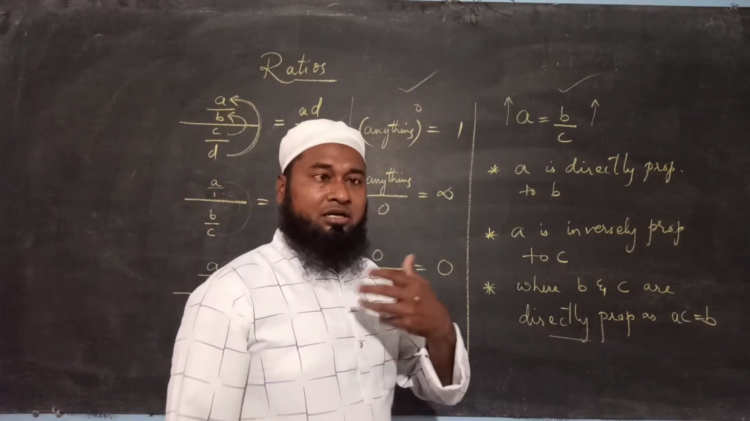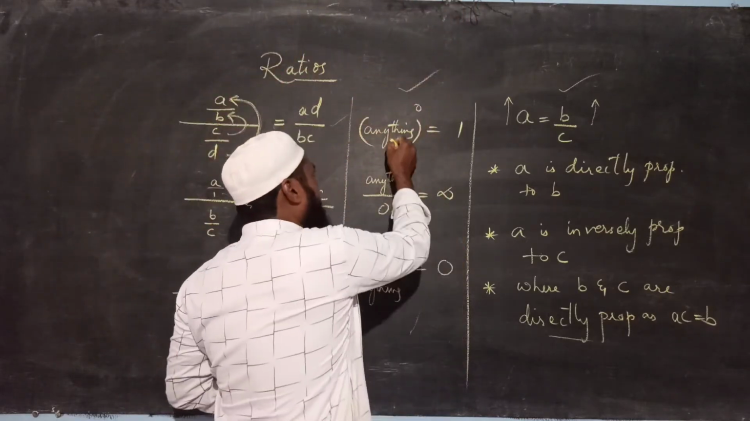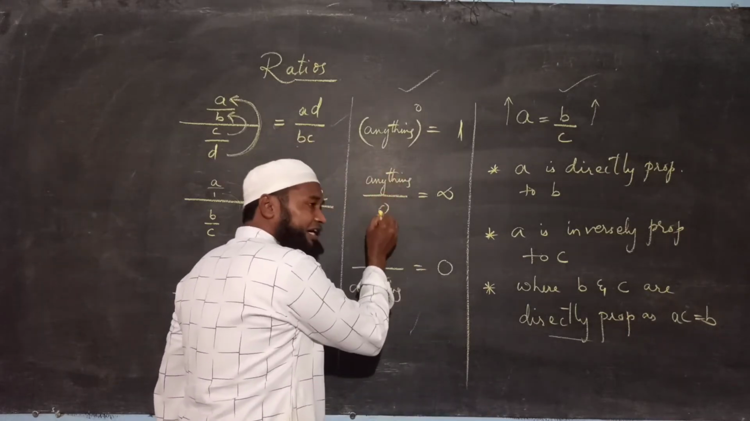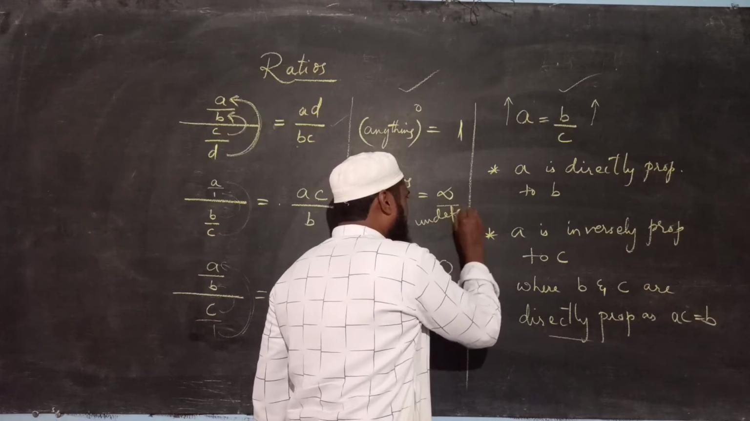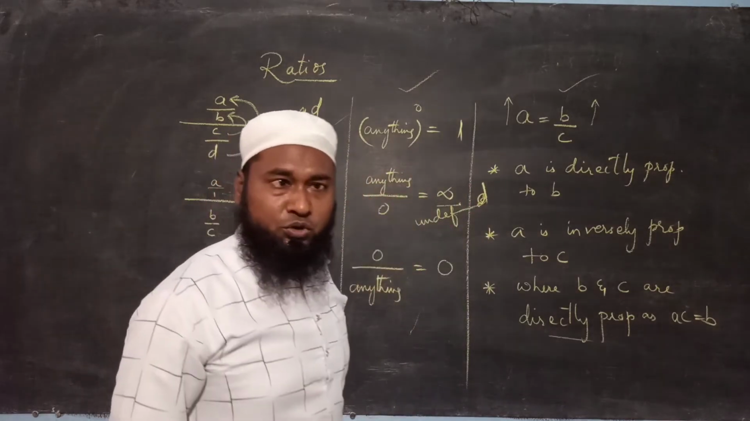Similarly, you have some terms in this way. Something to the power 0. So anything to the power 0 will always be taken as 1. Anything divided by 0 will be an undefined term. It is called an undefined term, denoted by infinity. 0 by anything will always be equal to 0.